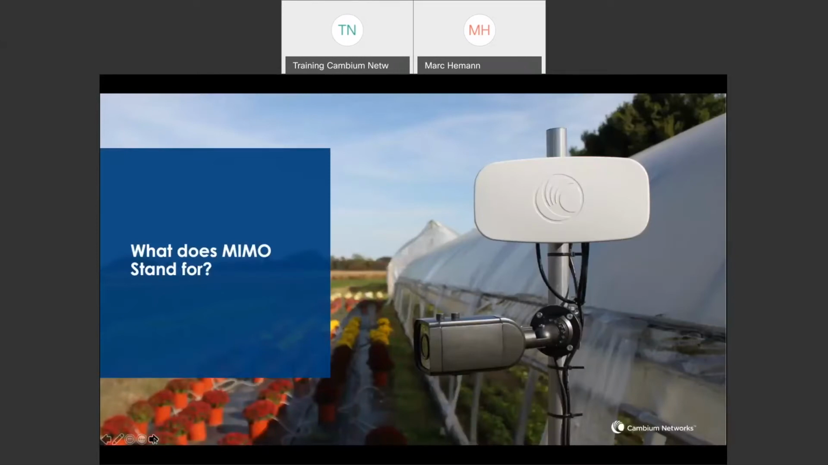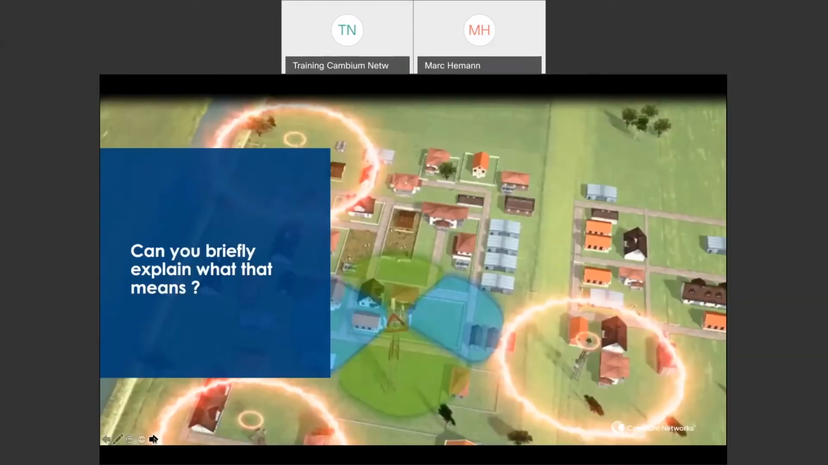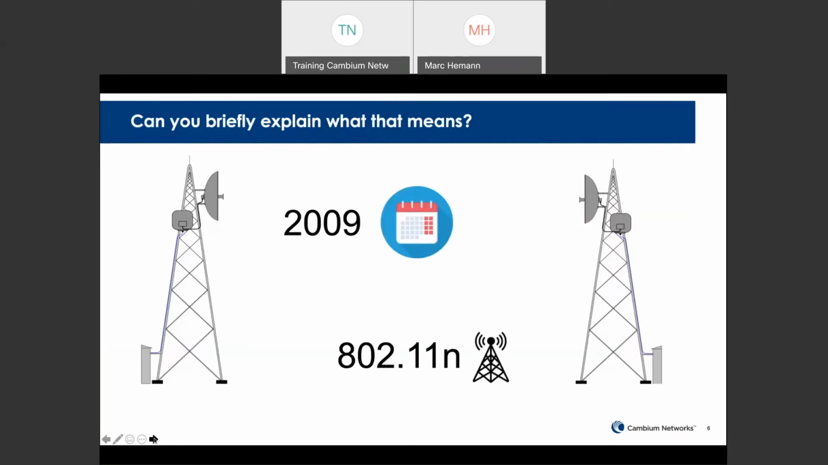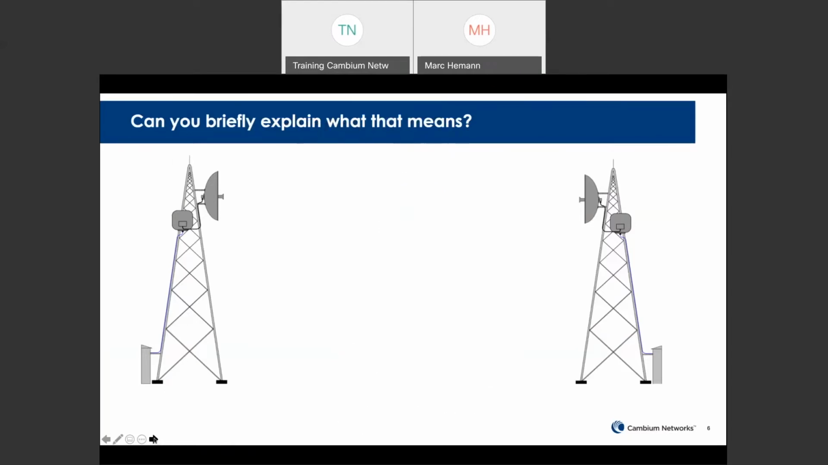Let's get started with the obvious question. What does MIMO stand for? Very easy. Multiple input, multiple output. Can you briefly explain what MIMO is? Sure. So MIMO technology was introduced in 2009 as part of the 802.11n specification. It's one of the primary technologies that allowed Wi-Fi speeds to jump from 54 megabits per second to 450 megabits per second. And here's a quick high-level overview of MIMO.